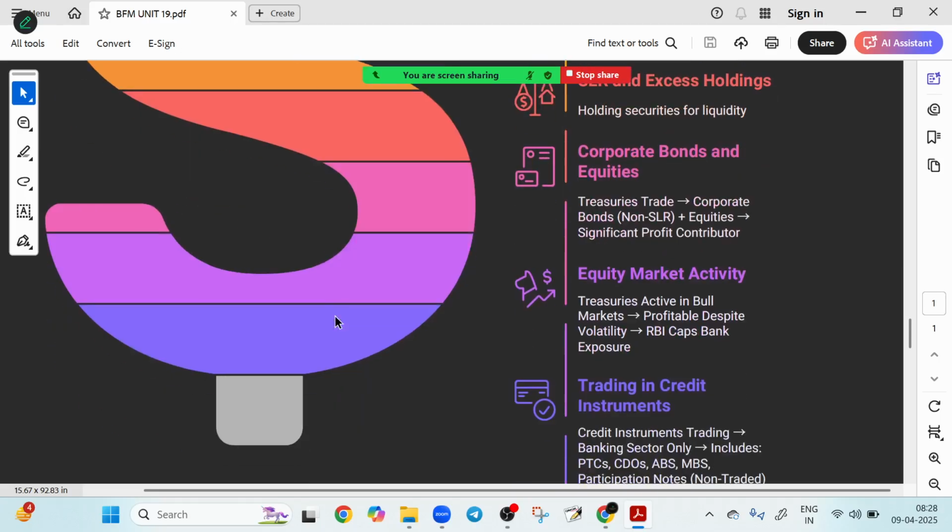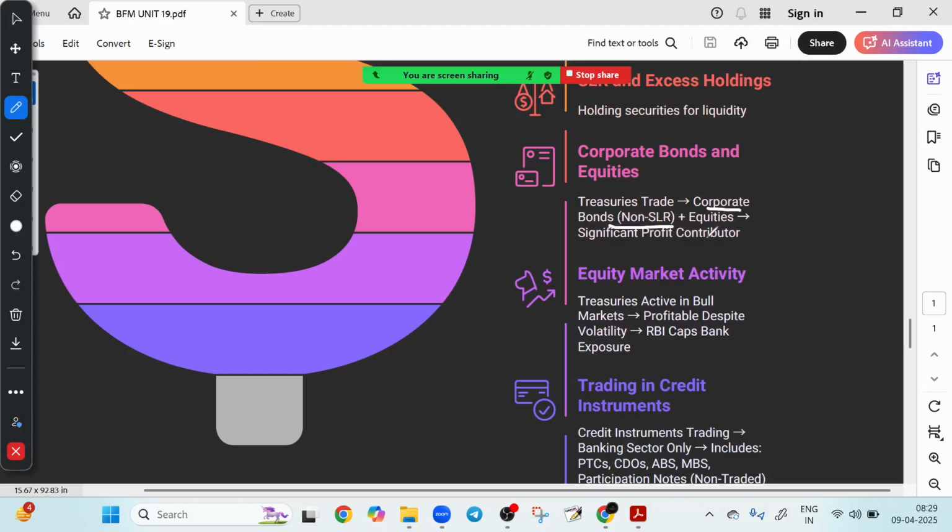If we talk about corporate bonds and equity, treasury also invests in corporate bonds and non-SLR equity, as you can see here. Corporate bond plus non-SLR equity, right? So these are just diversification. They are often significant profit contributors. Then equity market activity, which is strategic yet restrained. Though treasury does participate in the equity market, it is done cautiously. There is a focus on profitability, but exposure is limited due to the market cap set by the RBI. RBI regulation puts a market cap on equity market activity.